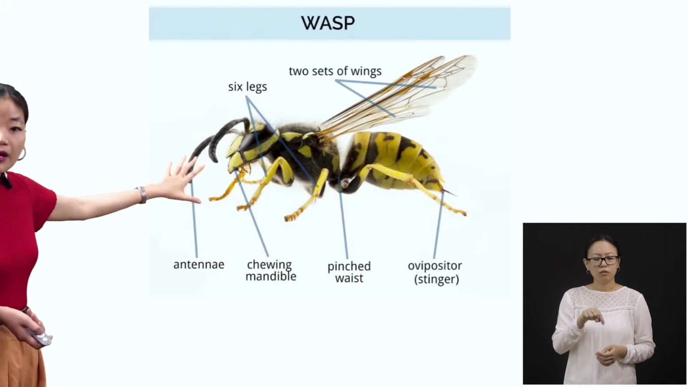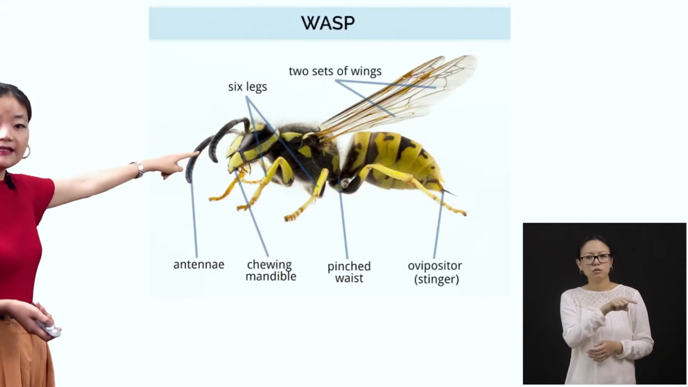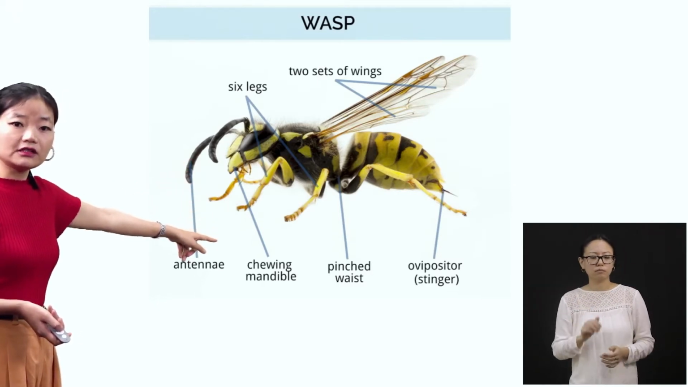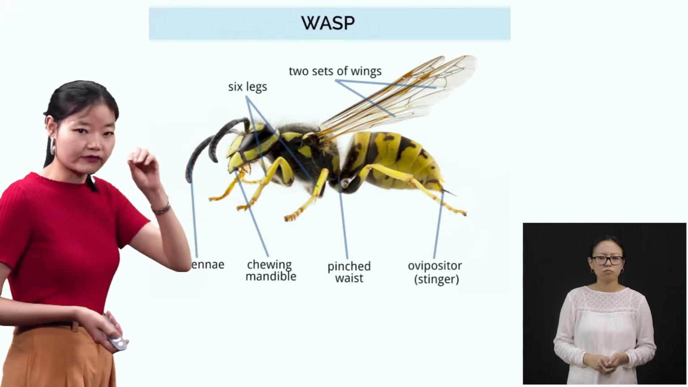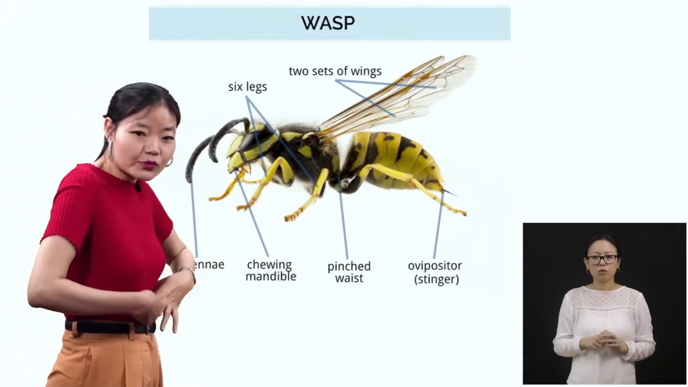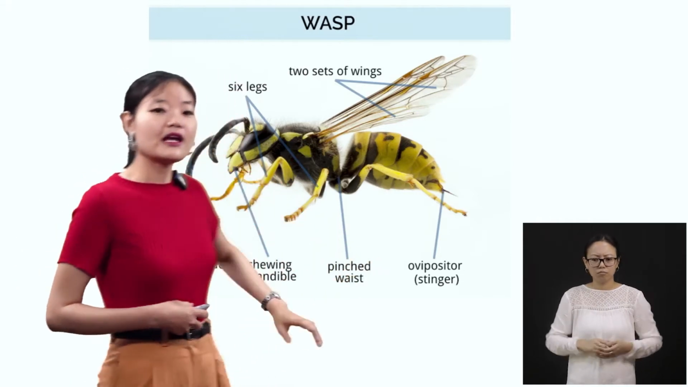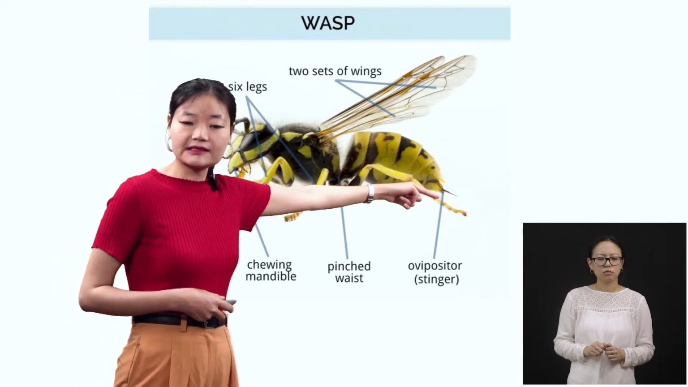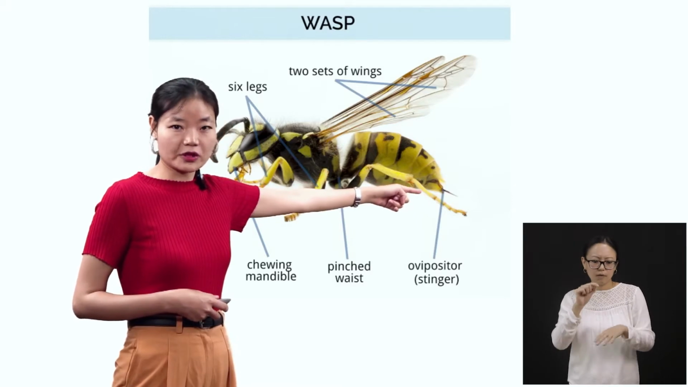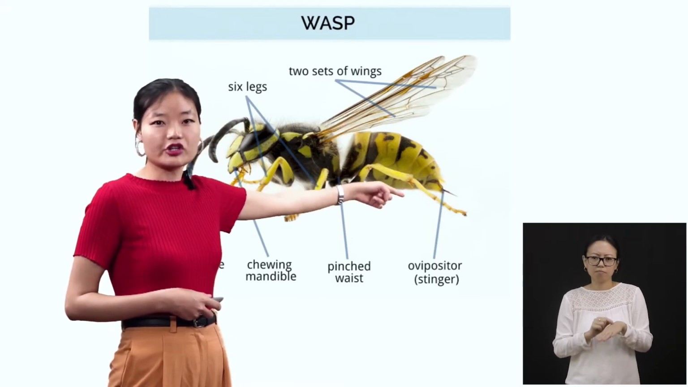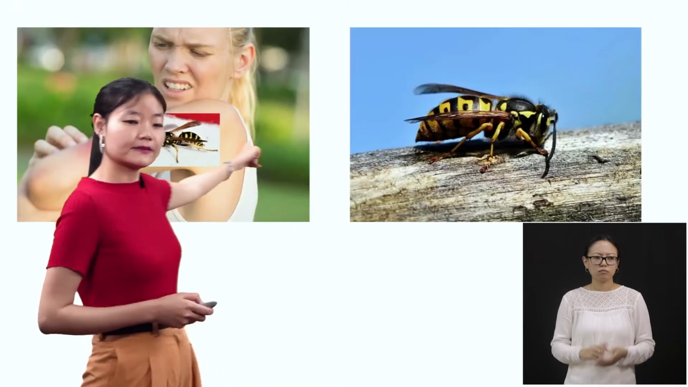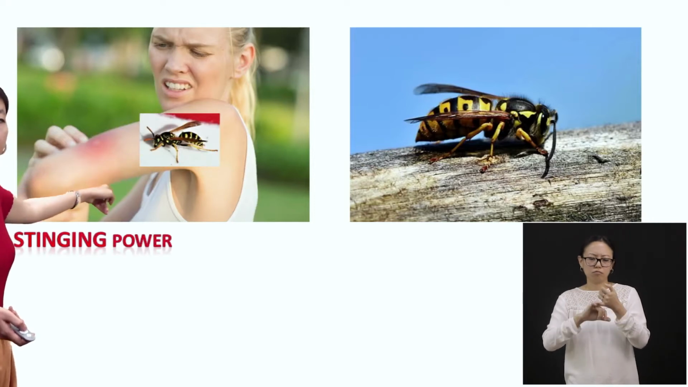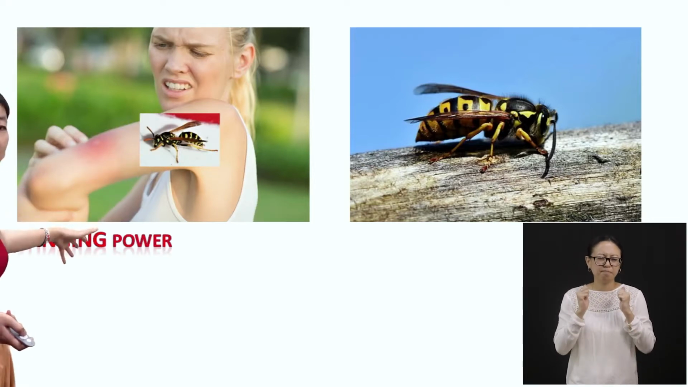Okay. So this wasp has 6 legs and it has this antenna. This is what is called an antenna. And they have a mandible, which means they use this for chewing. And their waist is a pinch waist, which means a very small waist. And they have this stinger. This part is used to sting us, and this is very painful. If we are stung by a wasp, it's going to be very painful. Look at this. This is a lady who was stung by this wasp. So we can say that wasps have a stinging power.